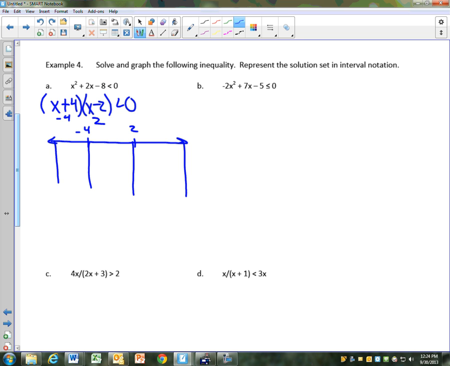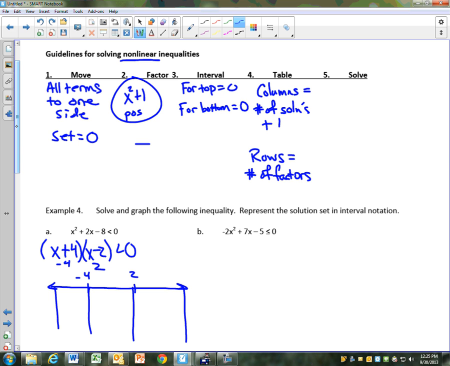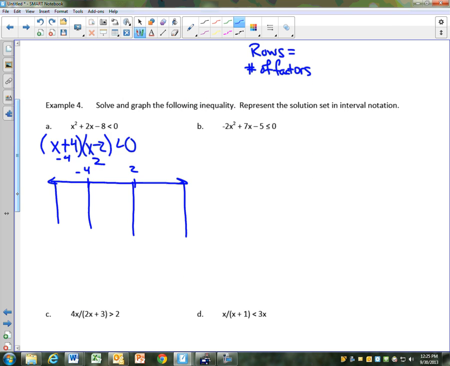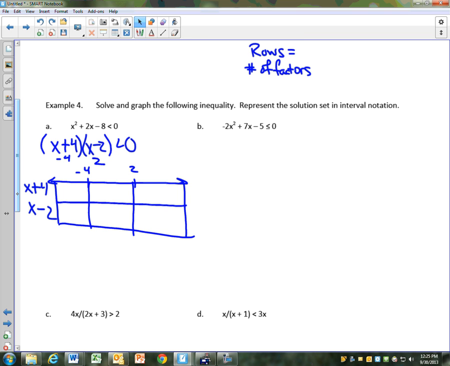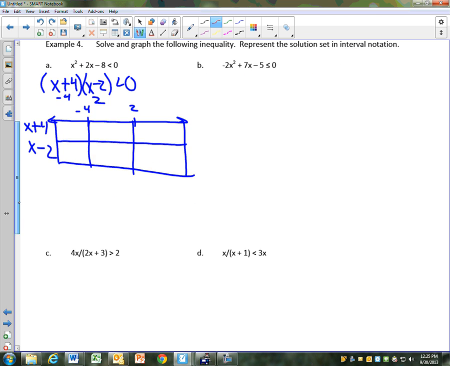So you see my 3 columns. The number of rows is equal to the number of factors. How many parts did this factor into? 2. So I have 2 rows. Put the x plus 4 on one, put the x minus 2 on the other. This is my work. This is my chart. We'll do this 4 times, and you'll get how to do it by the time we get done with it. Okay.